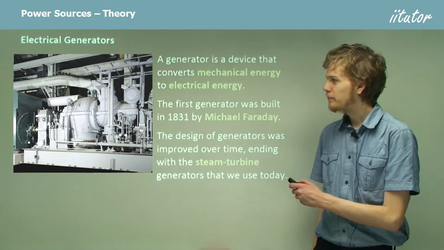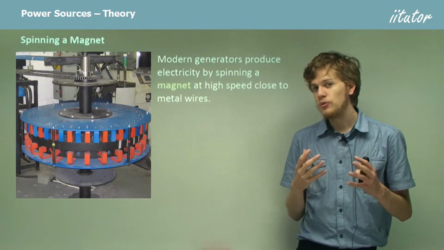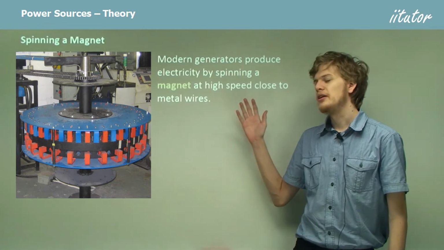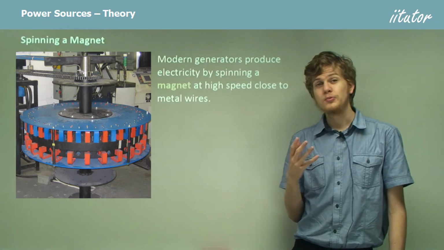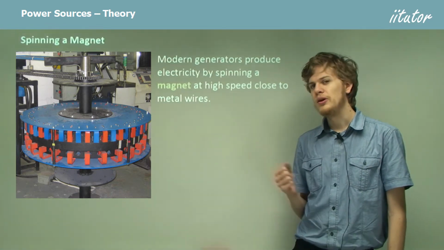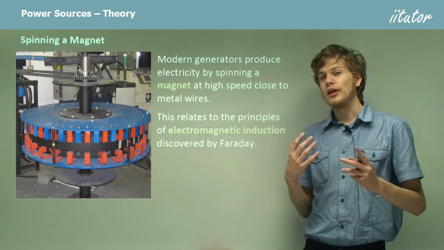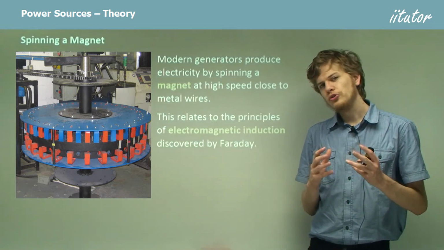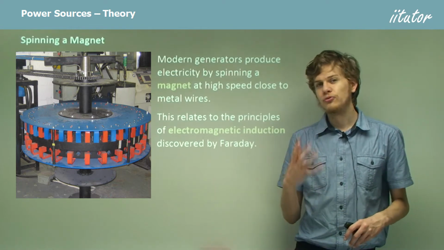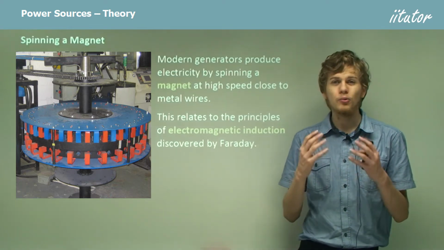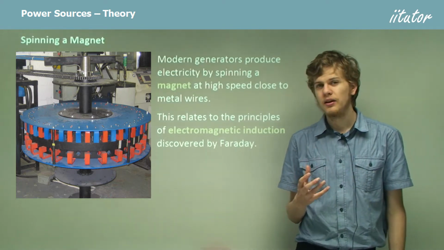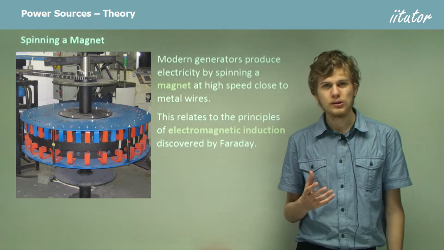Let's take a look. In order to produce electricity with a modern generator, we need to spin a magnet at high speeds. The faster we spin it, the more electricity we can get out of it. This relates to the principles of electromagnetic induction. But it will also mean that the magnet won't spin freely. We need to constantly provide it with energy in order to keep it spinning. Otherwise, it will slow down very quickly.